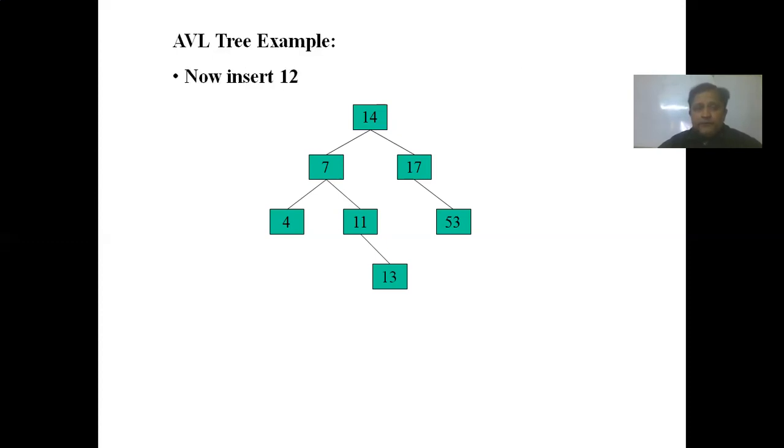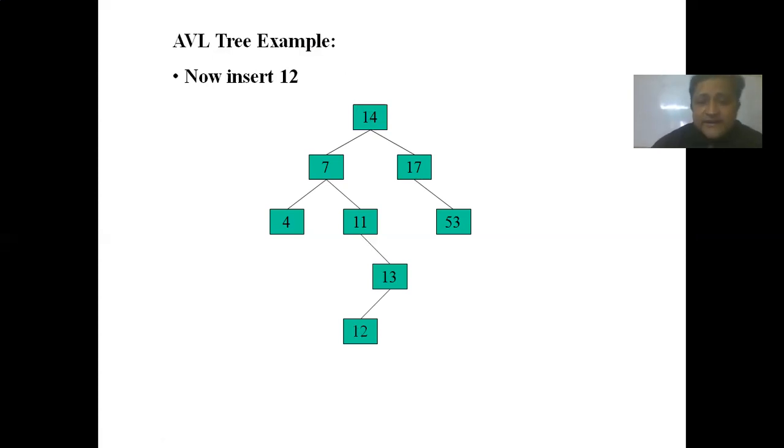Now, let's insert 12. As we know, 12 is greater than 11 but less than 13. So we can't insert it as a left child of 11 because 12 is higher than 11. And we can't insert it as a right child of 11 because 13 is already occupying the space. So we have to insert 12 as a left child of 13 because 12 is less than 13 and also less than 14.